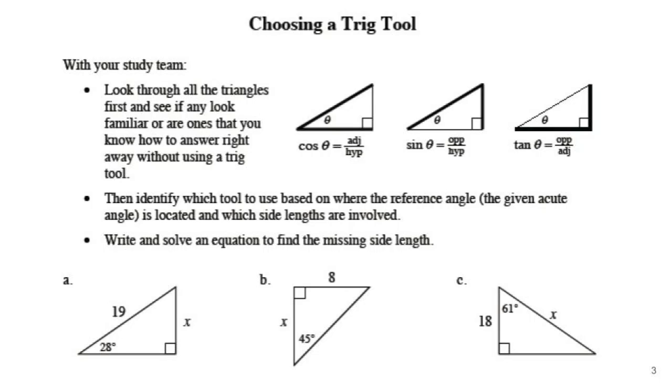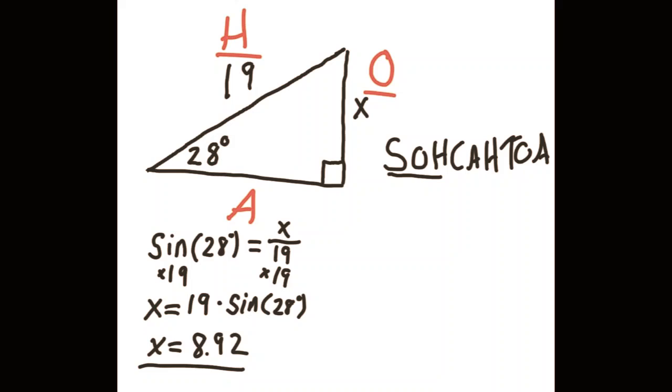So I'm going to show you how to do the work for A, B, and C, and walk you through it. This is A, and you can see that I've put the diagram up there, and I've also labeled the three sides, O, H, and A, to show us which one is which. So if we look, X is O for opposite, because it's across from that 28 degrees. Again, it's on the opposite side of the triangle from 28 degrees.